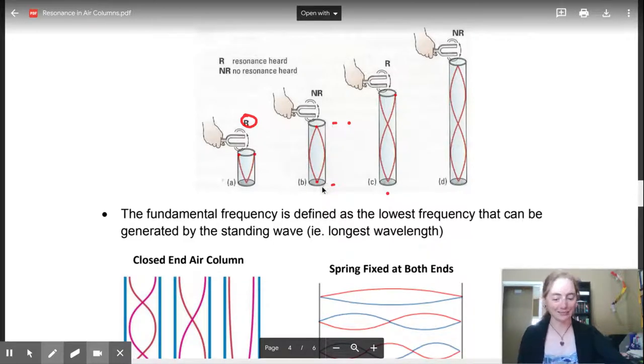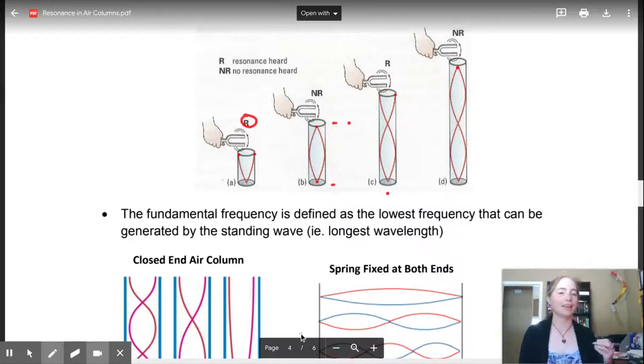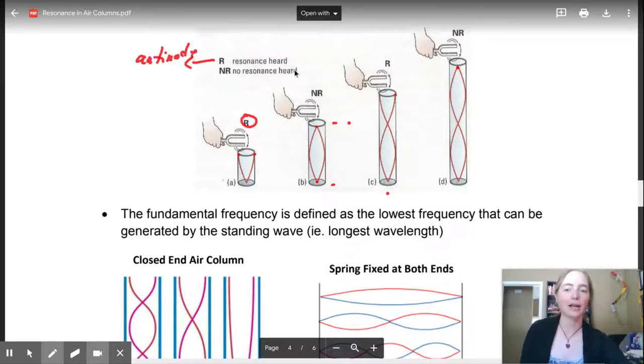You get resonance. Okay, and then here you lengthen the tube again, and now the forced frequency is going to result in destructive interference, a node, so no frequency. Okay, all right. So ladies and gentlemen, where you hear resonance is where you have an antinode at the end of the tube, and no resonance is where you have a node at the end of the tube. Sounds good? Okay. Now, this guy is super important here.